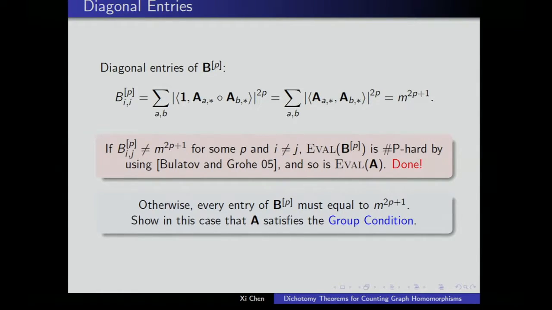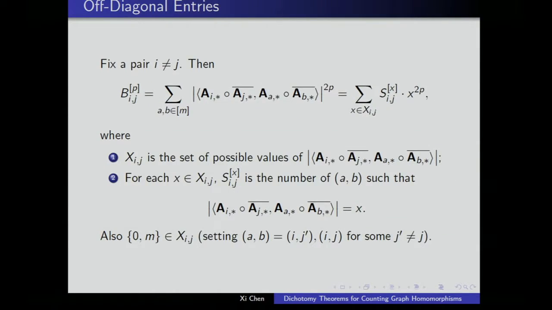So the only case left is that each of these matrices has the same entries. Every entry is equal to M to the 2p plus 1. And in this case, we'll use this to show that A satisfies the group condition. And this is a place where we use interpolation. So fix a pair I and J, I not equal to J. And let's say we're interested in the B bracket P, the IJ entry. And it has this expression.